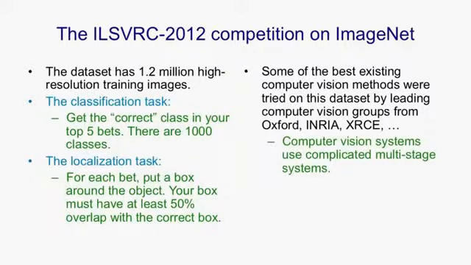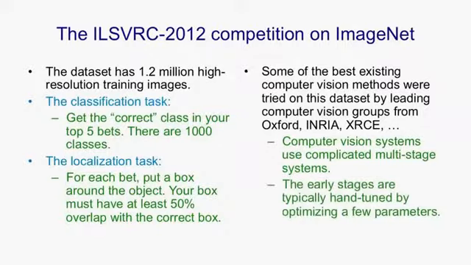The computer vision systems typically use complicated multi-stage systems. The early stages of these systems are typically hand-tuned by optimizing a few parameters using some of the data, and the top stage of these systems is always a learning algorithm. But they don't learn all the way through in the way that a deep neural net does when it's trained with backpropagation. They don't have end-to-end learning, where the parameters used in the early feature detectors are being influenced by how useful they are for making the final decision about classes.